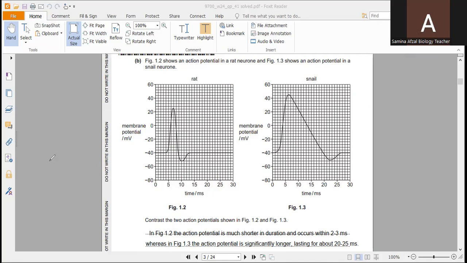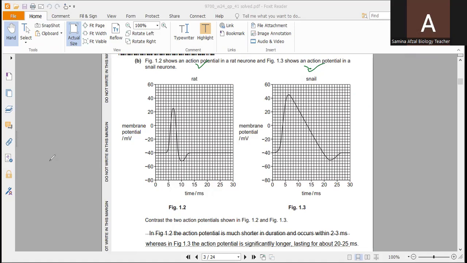And students, you can see distinct differences between the rat and snail. On one axis they have given us the membrane potential on the y-axis, and on the x-axis they have given us the time. You can see the clear-cut differences between these two figures, the action potentials of both of them. So we have to contrast both of these.